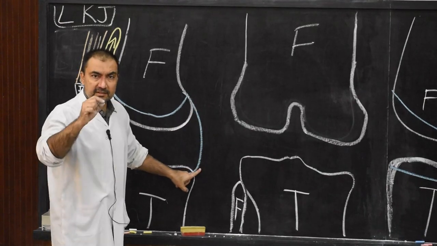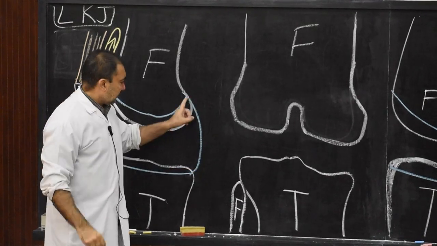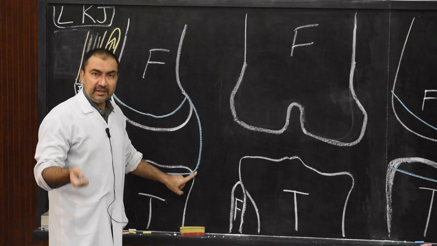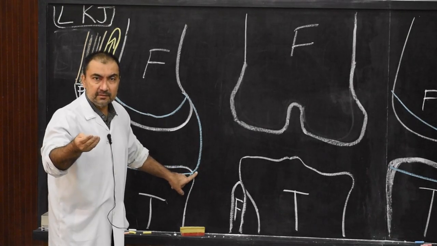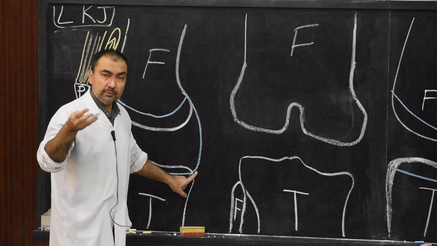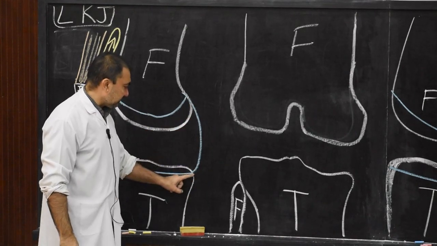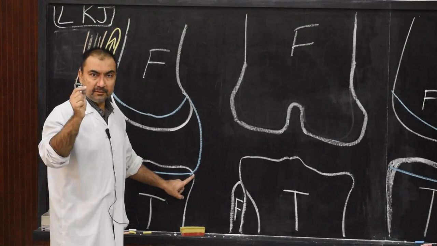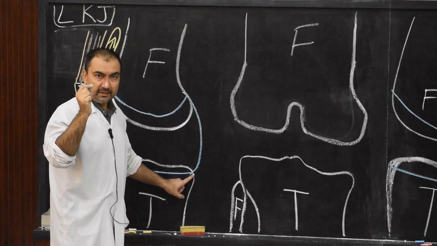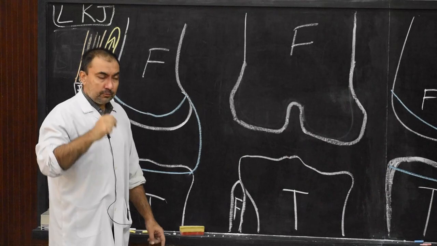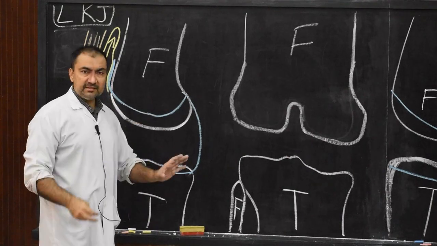So it is written beautifully in some textbooks that the capsular ligament is strengthened posteriorly by the oblique popliteal ligament. That means oblique popliteal ligament fibers will be attached to the posterior part of the capsule of the knee joint. That is number 1, oblique popliteal ligament. Number 2, the same capsule is strengthened medially.